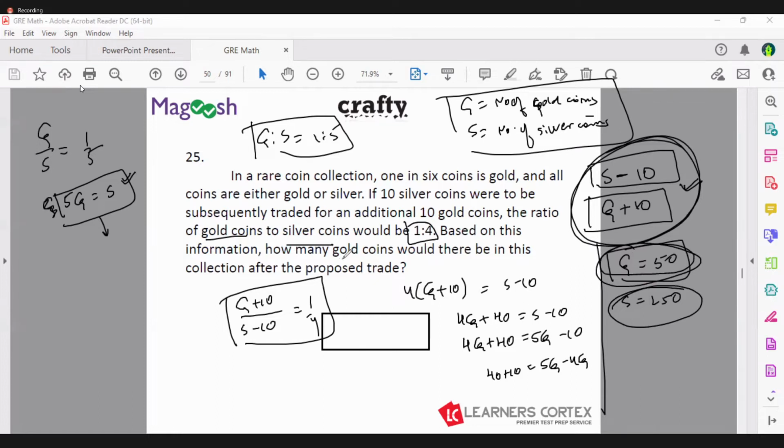But now it's asking how many gold coins would be there in the collection after trading. We are trading 10 silver coins for 10 gold coins, so this would make it 60 coins. So the answer would be 60 coins in total. Anyone who has not understood this question?